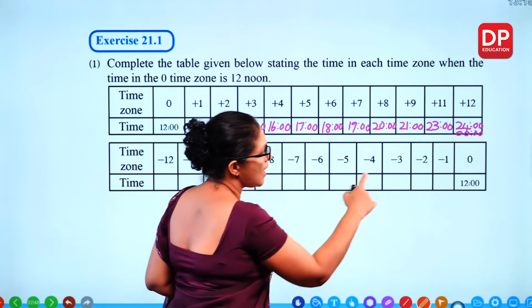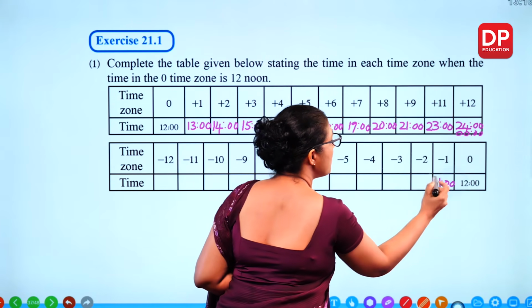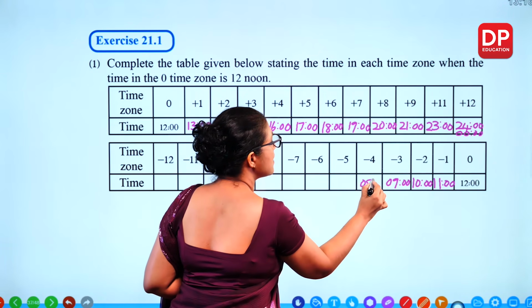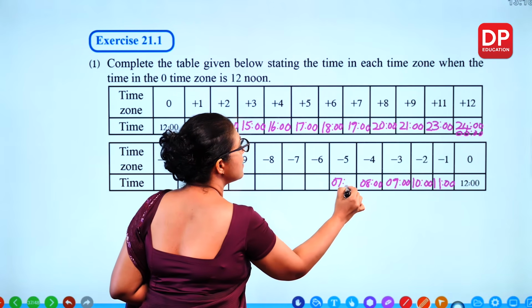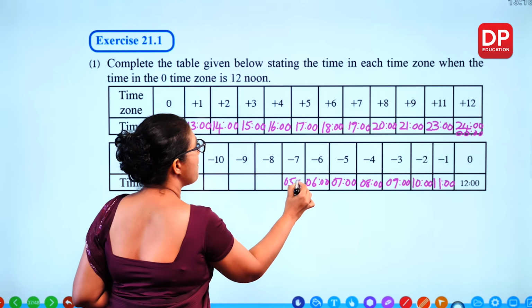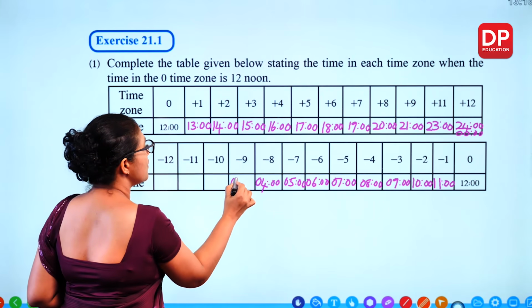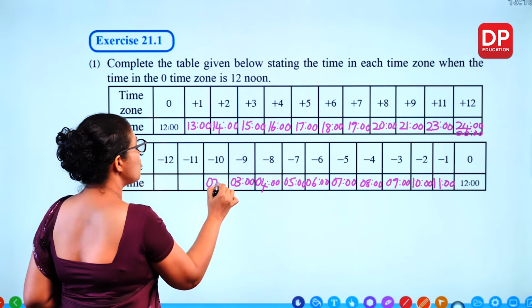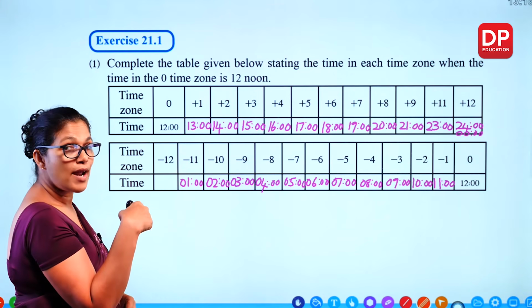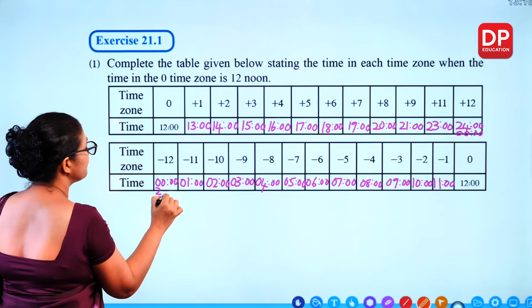Now when you take the negative side, starting from 0, this is 12 noon. You subtract 1, 11 a.m., 10 a.m., 9 a.m., 8 a.m., 7 a.m. So subtract 1, 6 a.m., 5 a.m., another one, 4 a.m., and here 3 a.m., 2 a.m., one more, 1 a.m., and then subtract 1 more, you get 0, which means 24 hours. That's midnight.